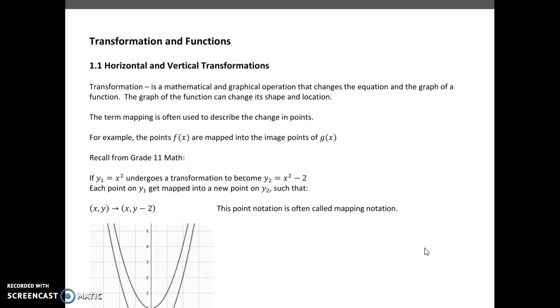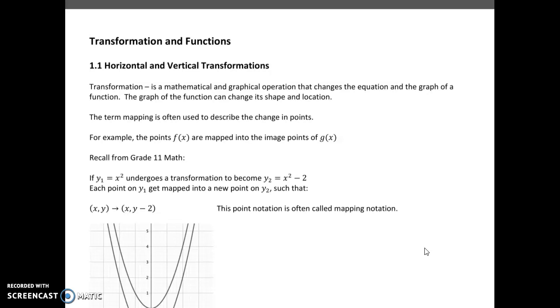A transformation from a mathematical perspective is an operation that is done to a graph and to a function so that it changes the shape of the graph and it changes the equation of the function in a very specific way. So a transformation can change the graph in its shape and its location, but often it keeps much of its characteristics. So if you're transforming a quadratic, often it will stay as a quadratic.